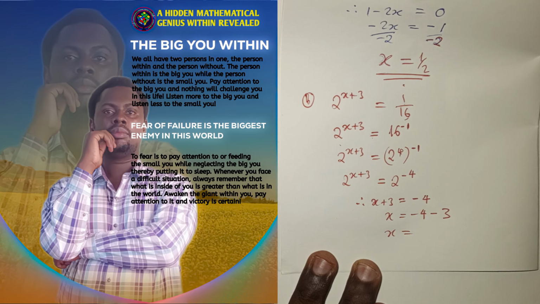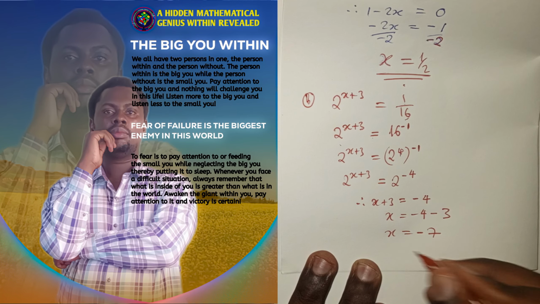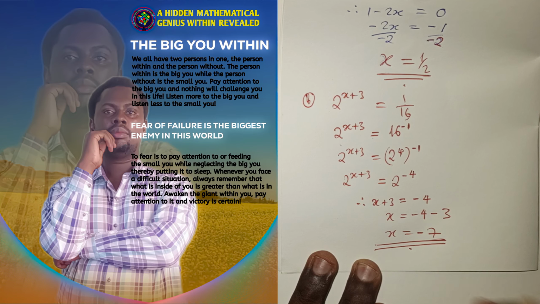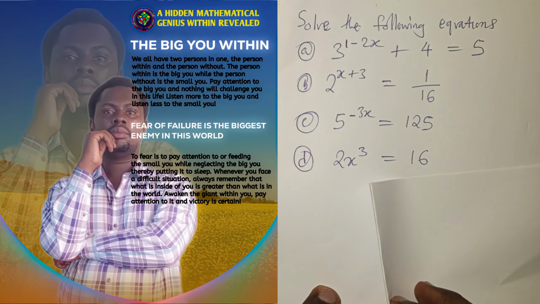X is equal to, so you know that when you have same signs, we add and maintain the sign. So this side we have negative 4 minus 3, they are same signs. So same signs you add and maintain the sign. So negative 4 minus 3, you get negative 7 or minus 7. Okay, so x is equal to minus 7. So that was B. We go to C.